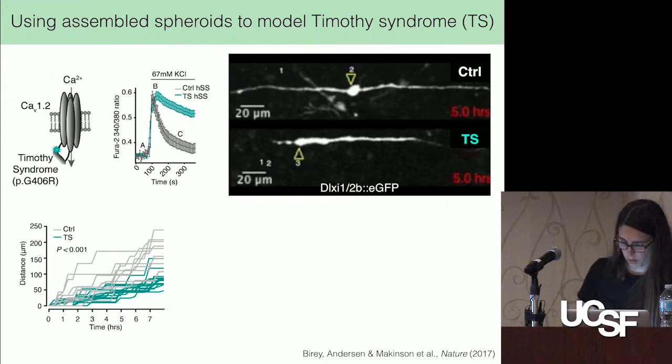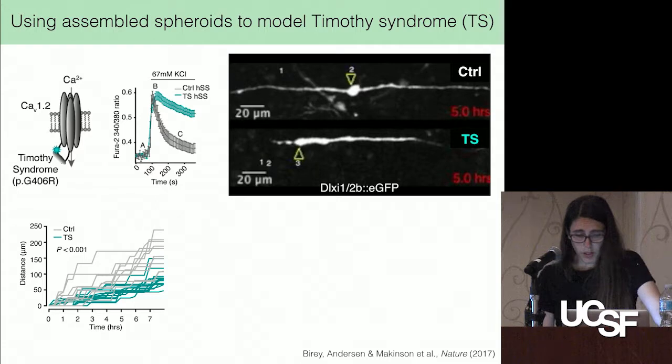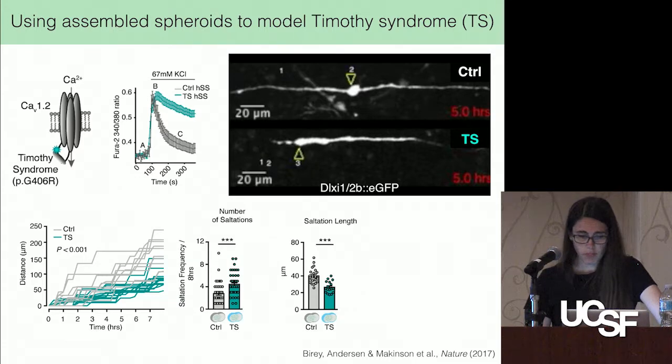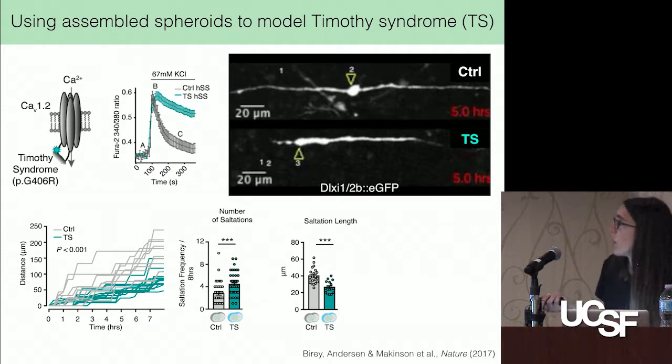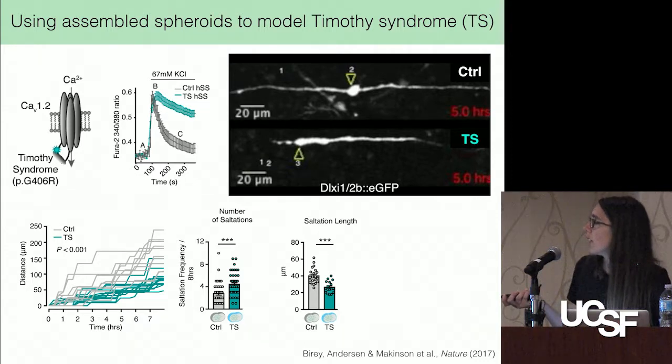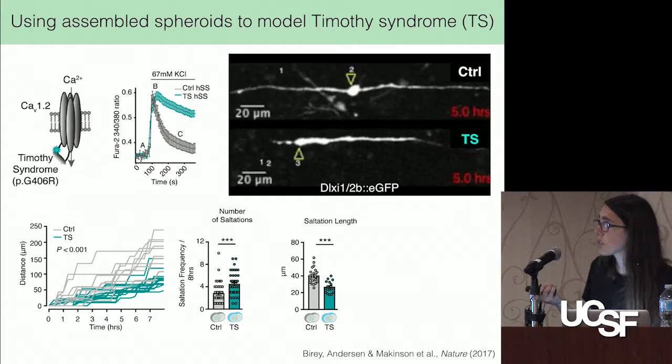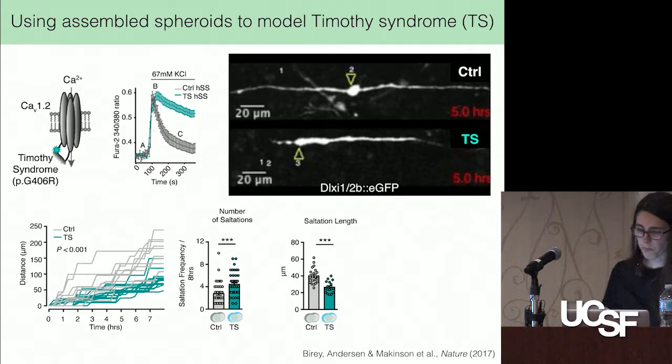And so this is characterized here. The gray is the control cells, and the green is the TS cells. And here it's again quantified. We can see that the number of saltations that they do is significantly higher compared to controls, but the length of the saltations is much reduced.